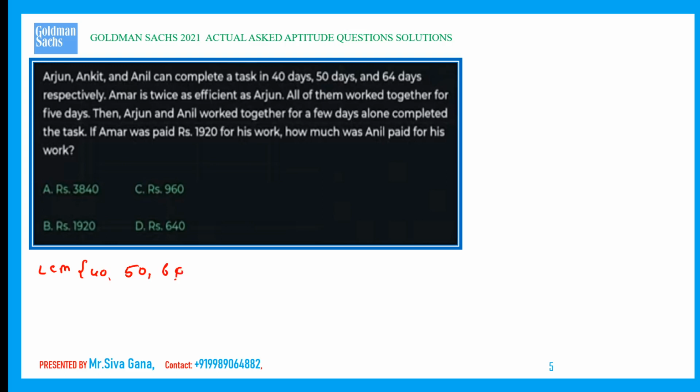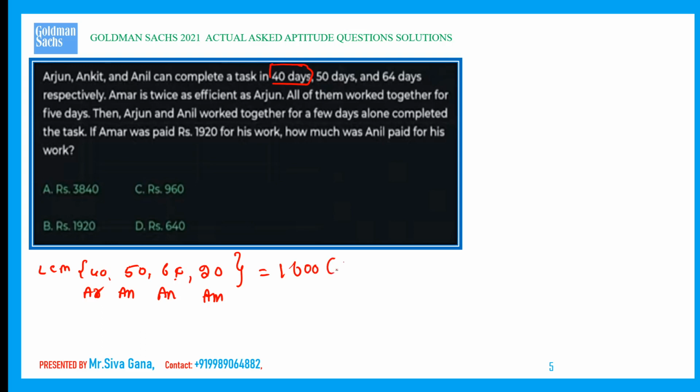Amar is twice as efficient as Arjun. Arjun takes 40 days. Amar is twice as efficient, which means Amar takes half the time of Arjun, which means 20 days. So these are the times taken by Arjun, Ankit, Anil and Amar. If we take the LCM of these times, 40, 50, 64, 20, we get 1600.